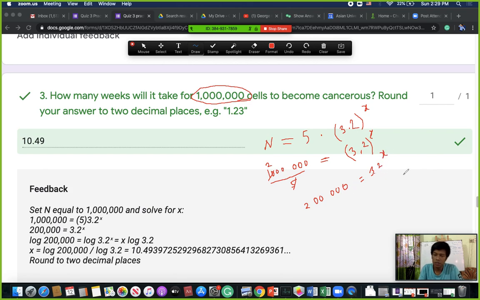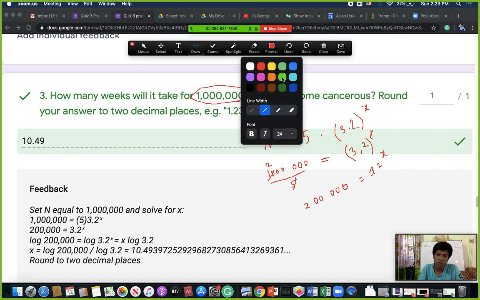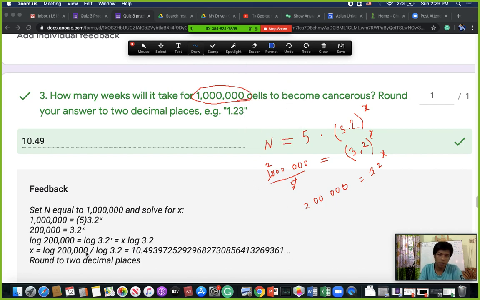Now we can convert this to a logarithm, because we do not know what power we have to give to 3.2 to get this. 3.2 to the power what equals this, we do not know. That's why we will multiply both sides by log or ln. Both are the same actually. Okay, let's do ln, because log is done here. We are multiplying both sides by ln.